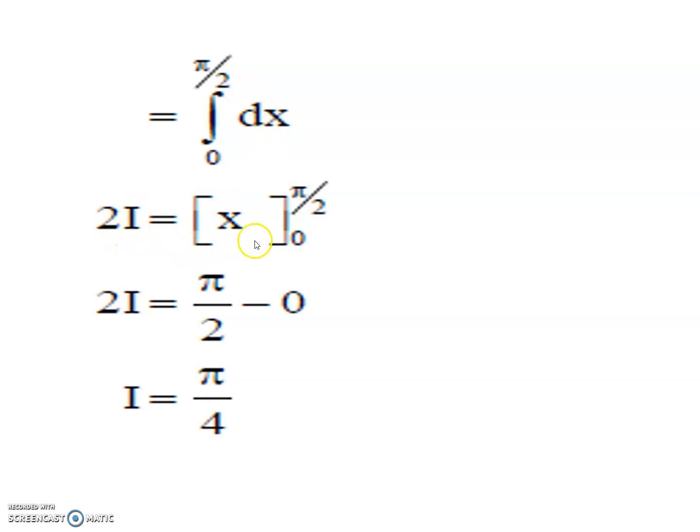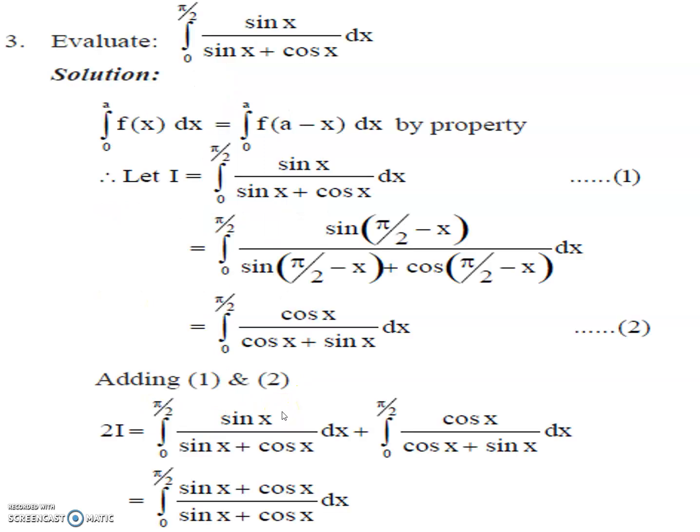2I is equal to x, lower limit 0, upper limit pi by 2. So pi by 2 minus 0. So 2I is equal to pi by 2 minus 0, and I is equal to pi by 4, which is the final answer of the integration from 0 to pi by 2 of sin x upon sin x plus cos x dx. We have to use this property because sin and cos are opposite functions of each other. That's why we have to use the property.